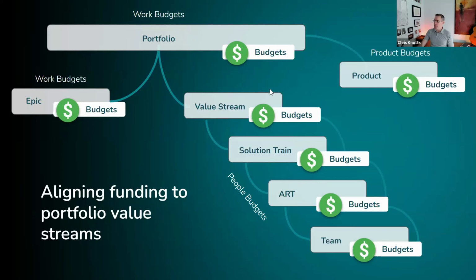We may have funding associated with a very specific product value stream. We may have a budget associated with a product line. We may have a budget associated with an epic. We might even have a budget associated just to a specific team. And those budgets get spent in different ways, but it's important to track how those budgets get spent to the value measurement. And hopefully that makes sense.